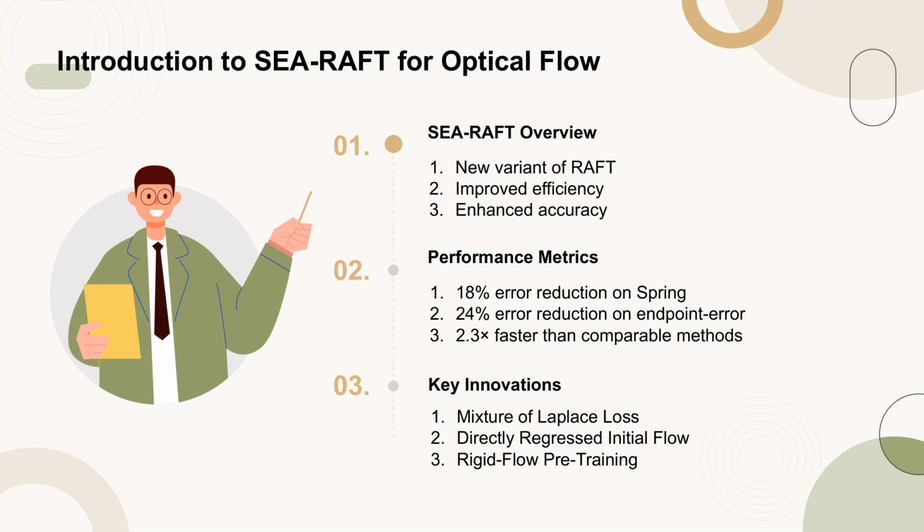SEA-RAFT is a new variant of the RAFT architecture, designed to be both more efficient and more accurate in estimating optical flow. On the Spring benchmark, SEA-RAFT achieves a significant reduction in error, outperforming the next best method by 18% on the 1px outlier rate and 24% on endpoint error. Additionally, SEA-RAFT is at least 2.3 times faster than existing methods with comparable accuracy. The improvements in SEA-RAFT include the use of a mixture of Laplace loss, directly regressed initial flow, and rigid flow pre-training, which collectively enhance both the accuracy and efficiency of the model.